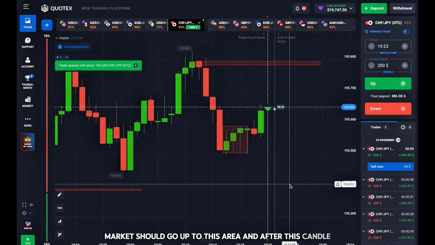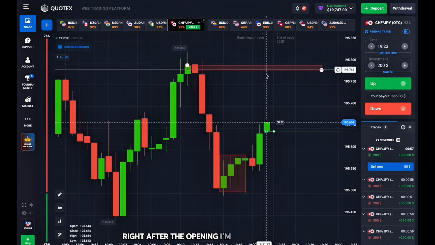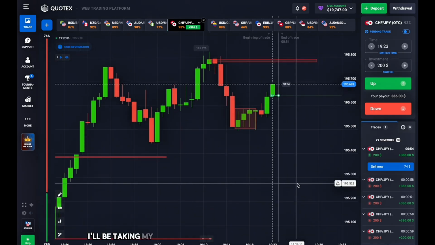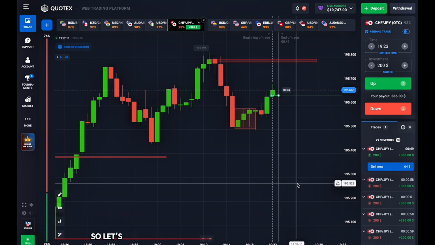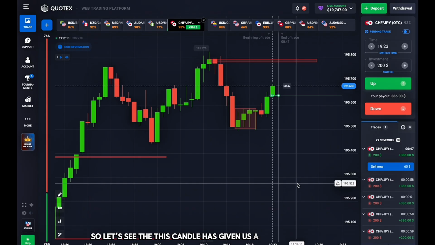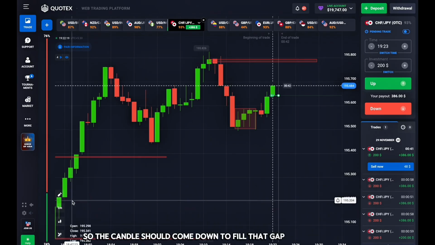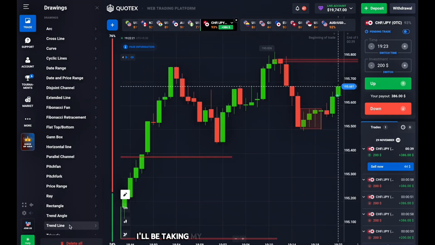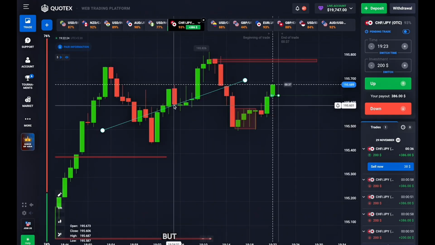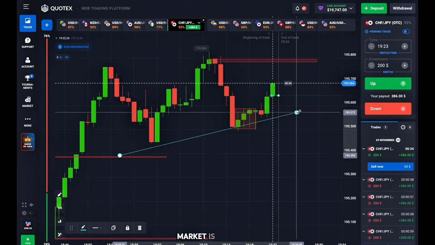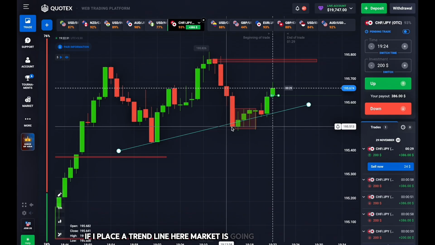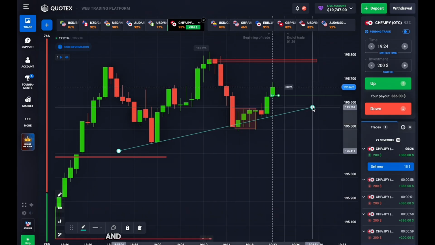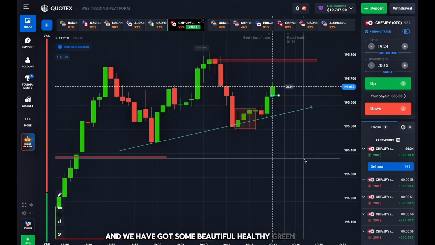And after this candle, right after the opening, I'm taking a call entry. I'll be taking my call entry trade up to my red horizontal level. So let's see, this candle has given us a gap up opening. The candle should come down to fill that gap, and if it does so, I'll be taking my martingale entry as well. But for now, if you see here, the market is moving up. If I place a trend line here, the market is going in an up direction. And we have got some beautiful healthy green candles.